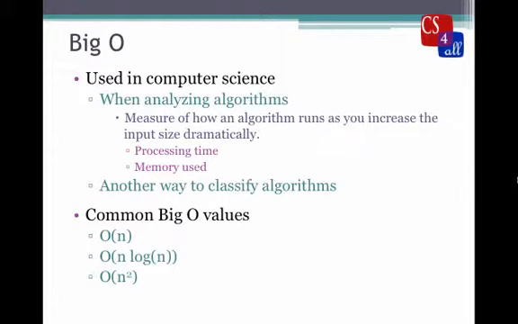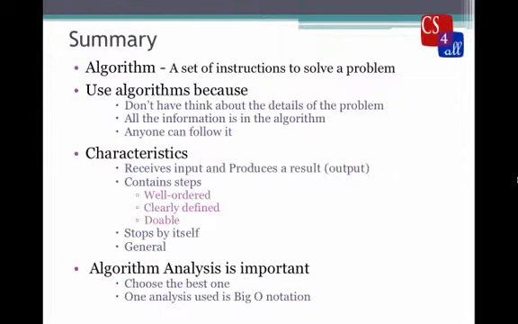One technique that's used to analyze algorithms is the big O notation. It's used in computer science, and it's a measure of how your algorithm runs as you increase the amount of data that your algorithm evaluates. So as you increase the input size, you evaluate how much that increases the processing time and the memory used. Big O notation is another way of classifying algorithms. Some common big O values are order n, or order n log n, or n squared. We'll be talking about this in a later video.